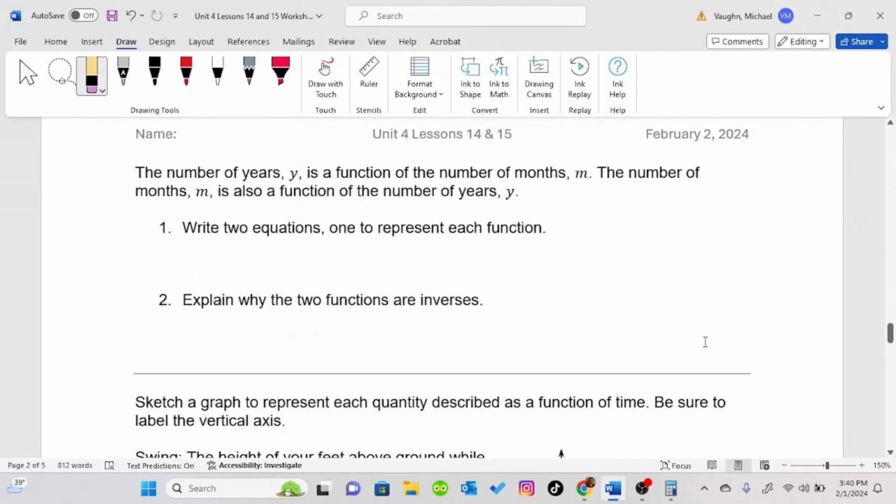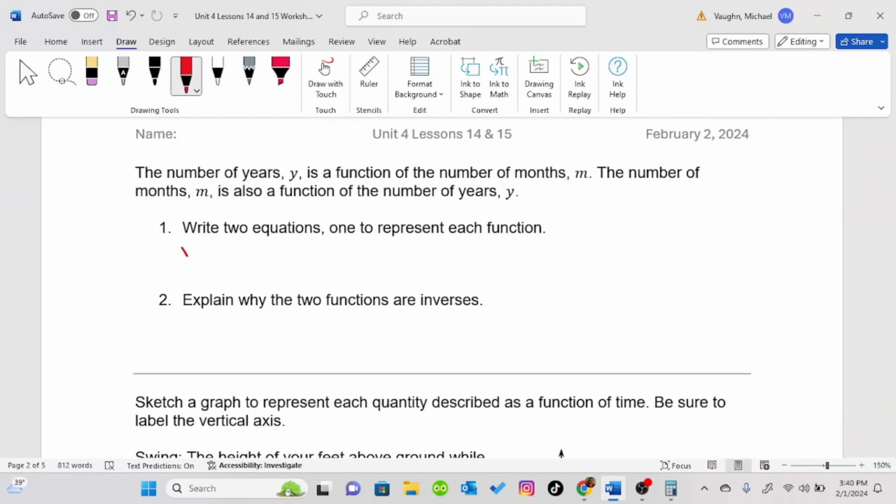The number of years y is a function of the number of months m. The number of months m is also a function of the number of years y. Number 1, write 2 equations, one to represent each function. So first off, the number of years y is a function of the number of months.